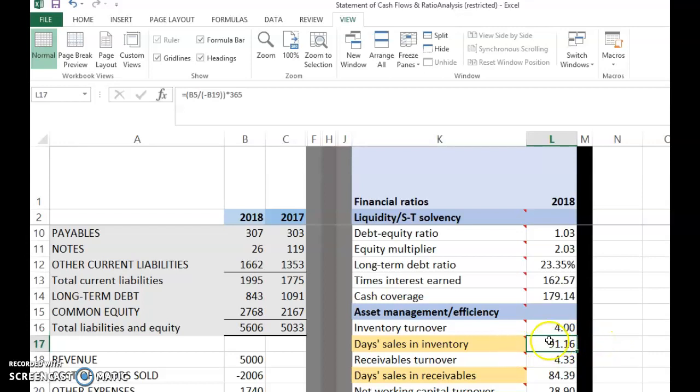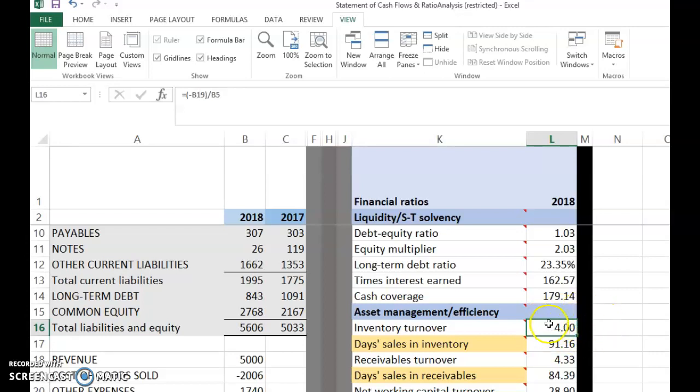So what does this reflect? It reflects on average the time taken by the company from the time it purchases the inventory to sell the inventory. Roughly, in very simple terms, the company takes about 91 days to sell its inventory on average. Is that okay? So that is the meaning of this ratio. Both these ratios reflect the efficiency of using inventory to generate sales.